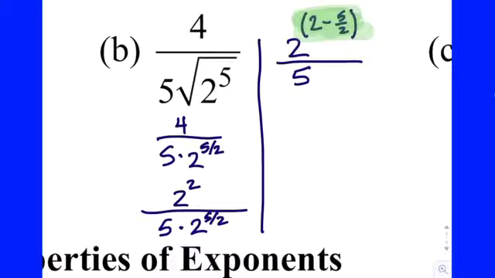Well, 2 is how many halves? 4, right? You have 2 pies, you cut each in half, now you got 4 halves, right? Simply multiplying the 2 by 2 over 2 means now you have 4 halves minus 5 halves. And that's easy to do in your head, right? What is 4 minus 5? Negative 1. Yeah, so 4 halves minus 5 halves is negative 1 half.